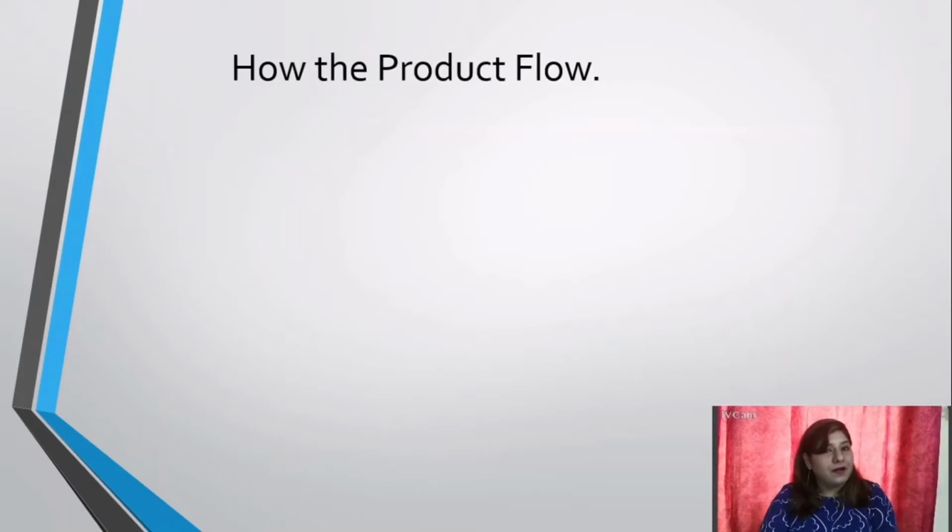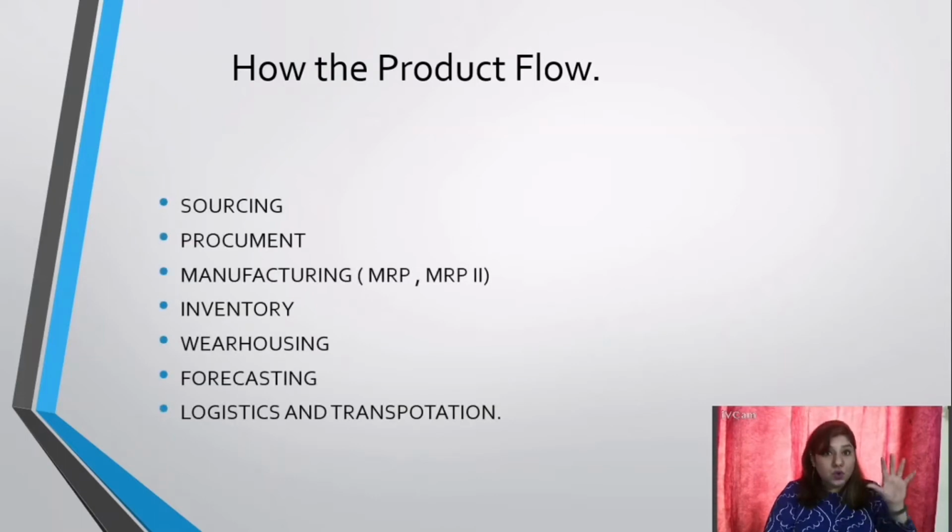Now, as we have discussed who all will touch your product, let us discuss how the product will flow and what functions your product will touch. So basically, what is the product flow? The product flow starts from sourcing as the first function, then goes to procurement, then manufacturing, inventory and warehousing. All the three are done together. Then comes forecasting, which is a simultaneous job, and then you have logistics and transportation. All of them are supported by IT as well as your information flow management.